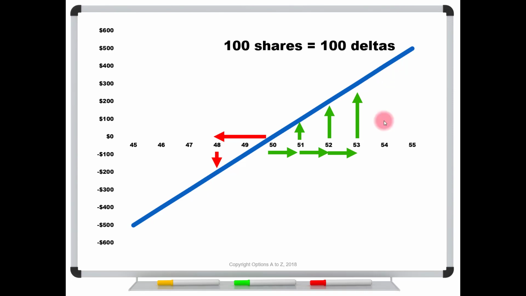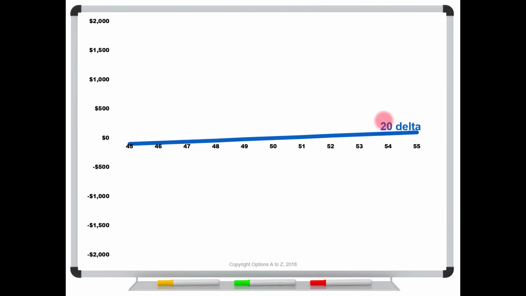So what would happen if we had instead 20 shares? See, now our exposure becomes very flat. We don't have as much risk. Every time the stock rises a buck, we're only going to make 20 bucks. It falls a dollar, we're going to lose 20 bucks. There's not as much risk, not as much exposure. And do you see how the line is now very flat? That's a way to understand there's not as much sensitivity here to changes in the stock's price.